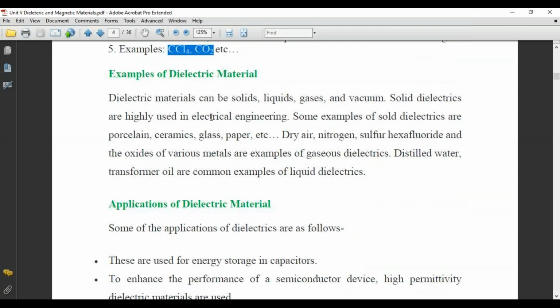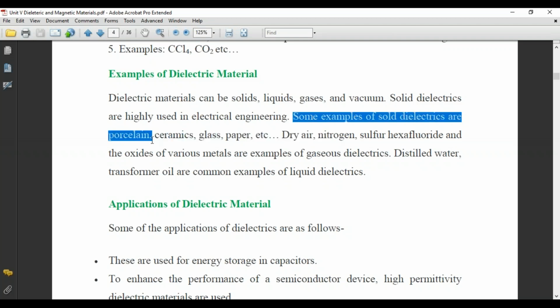Now we can see some examples of dielectric materials. Dielectric materials can be seen in solids, liquids, gases, and vacuum. Solid dielectrics are highly used in electrical engineering. That means solid dielectrics play the most important role in engineering applications. Some examples of solid dielectrics are porcelain, ceramics, glass, paper, and oxides of various metals. Dry air, nitrogen, and sulfur hexafluoride are examples of gaseous dielectrics. Distilled water and transformer oil are common examples of liquid dielectrics.